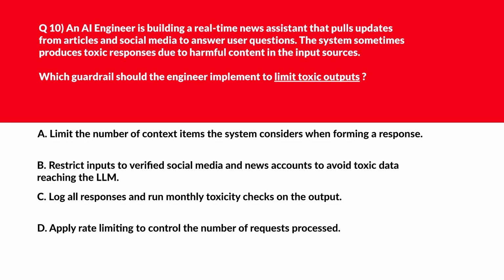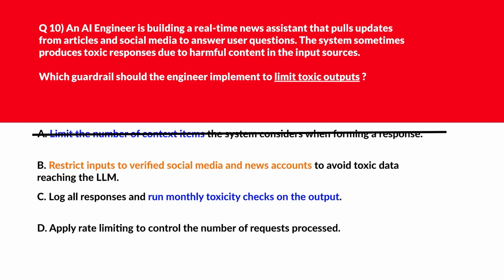This is all about limiting toxic outputs. Option E says limit the number of context items the system considers when forming a response. Reducing context size lowers volume but doesn't eliminate toxic inputs. Let's delete this. We'll move now to option B.